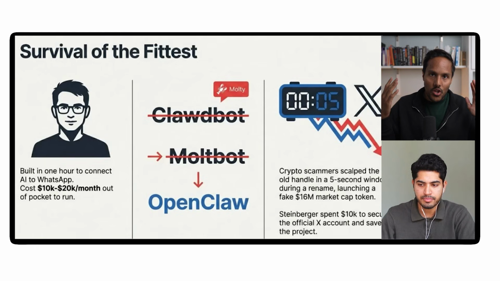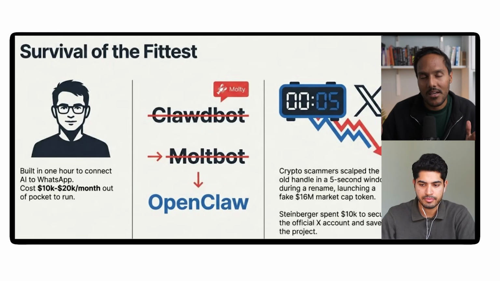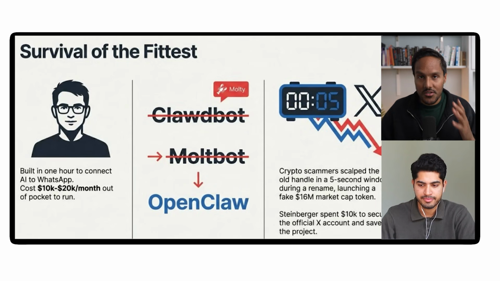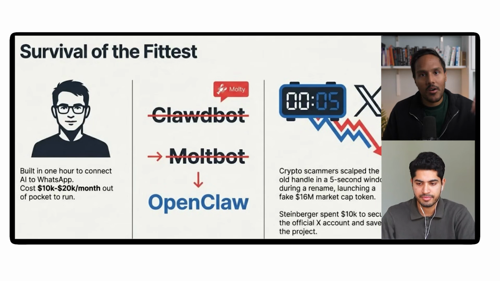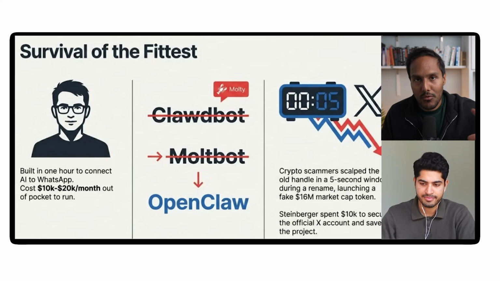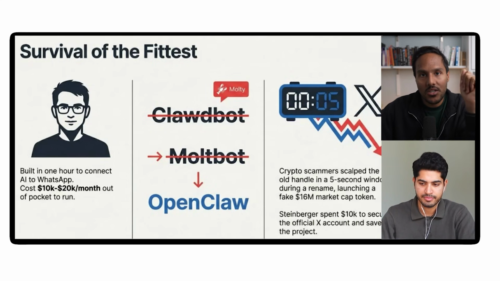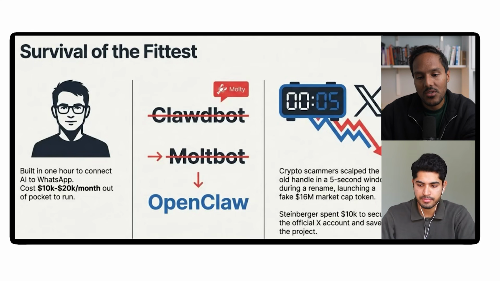It used to be called Claude Bot. Anthropic asked him to change the name. He changed it to Moltbot. He realized that it wasn't such a good name. He called Sam Altman, and Sam said you can call it OpenClaw. It was called OpenClaw, and then a week later, Sam bought him for over $1 billion. And the question on everybody's minds is, how do PMs actually use this tool?